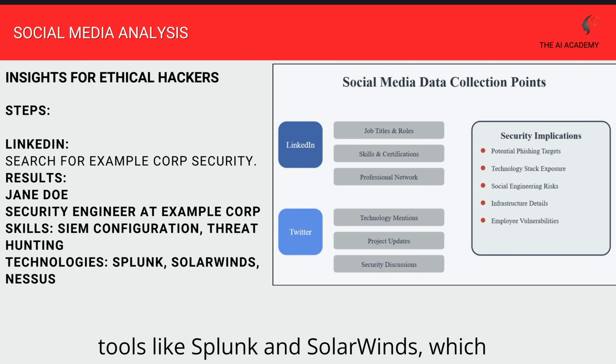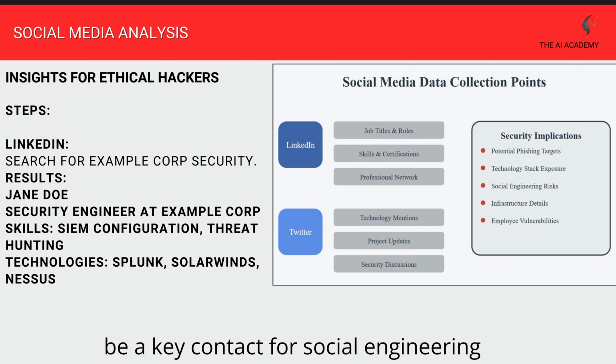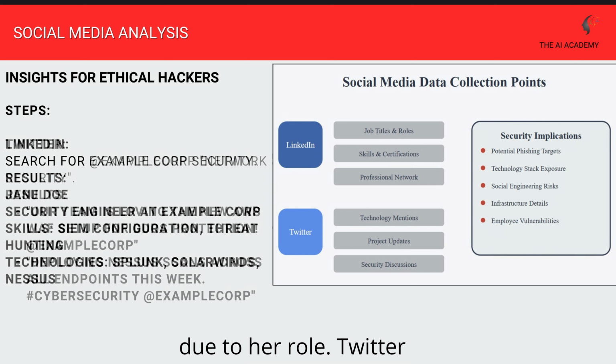The company uses tools like Splunk and SolarWinds, which could have misconfigurations or vulnerabilities. Jane Doe might be a key contact for social engineering due to her role.